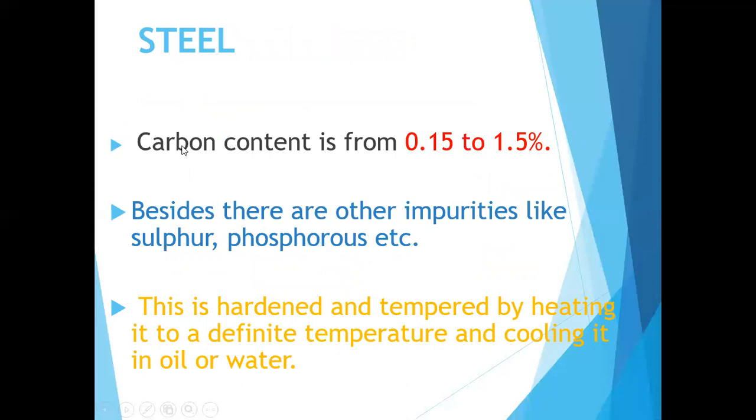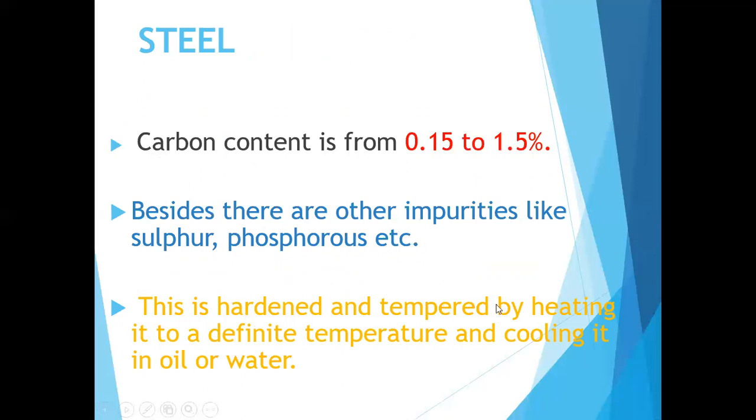Okay, and the next classification of iron is steel. In steel, the carbon content varies from 0.15 percent to 1.5 percent. Besides that, there are other impurities like sulfur and phosphorus.